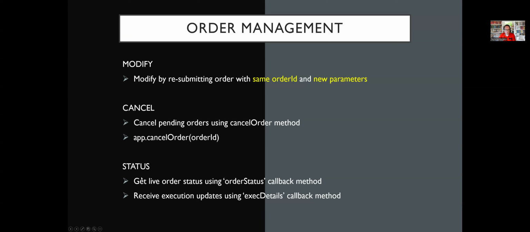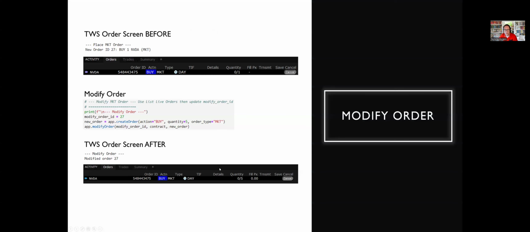And then finally, to get an update of the order status, we can use the order status callback method, and to receive execution updates, we can override the exec details callback method. We'll show you all these things in a live environment shortly.